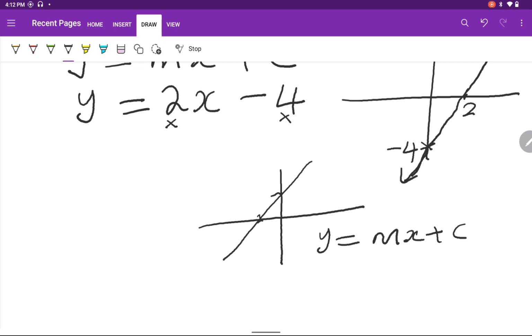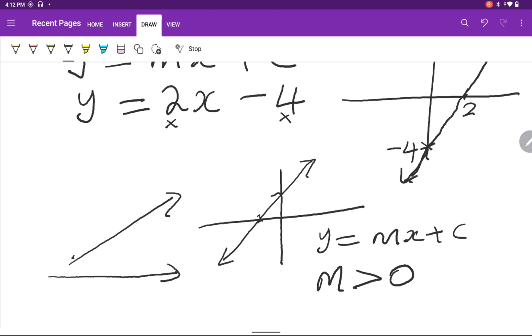If you look at these graphs that we have drawn, this graph and this graph here, they are both increasing functions. Remember, we are moving from the left to the right. As we move from left to right, our graph is going up. So these two functions that we have drawn here are increasing functions. Therefore, it's definitely telling us that m is positive. So this is how we write that m is positive. In both cases the m is positive.